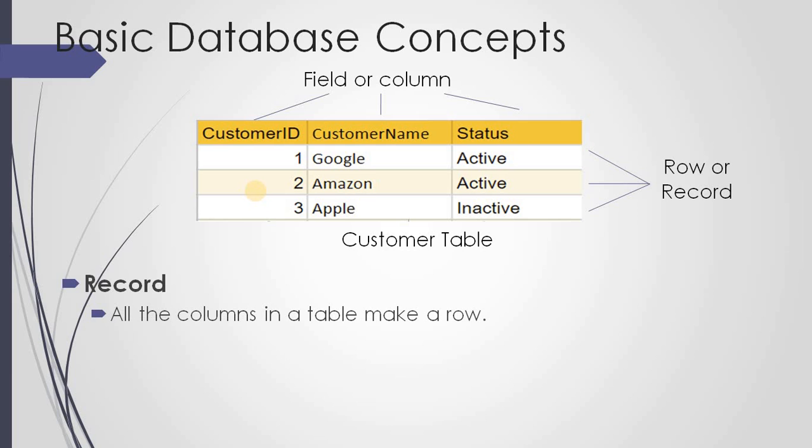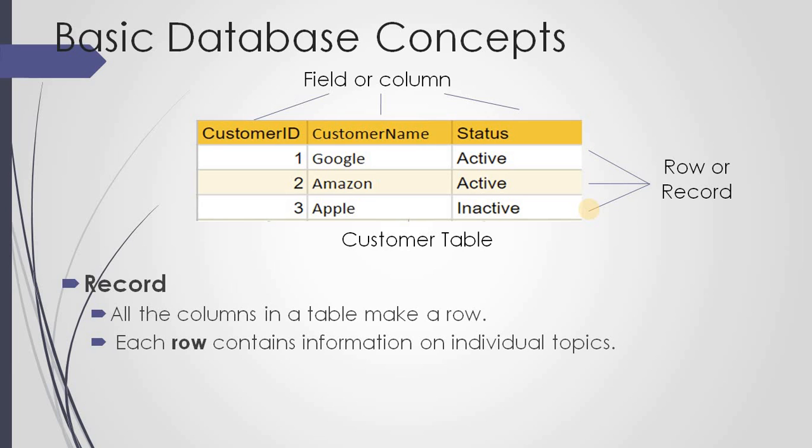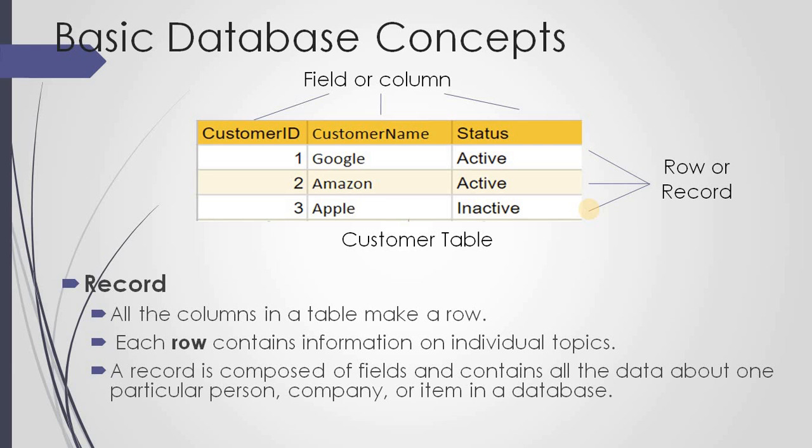All the columns in a table make a row. So all these columns together will form one row. Each row contains information on an individual topic. A record is composed of fields and contains all the data about one particular person, company, or item in the database. So, depending on the value saved in the table, it is going to have different data. A record is also known as a tuple. So, another name for record is tuple.